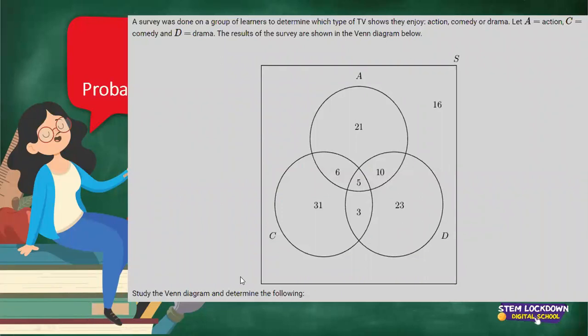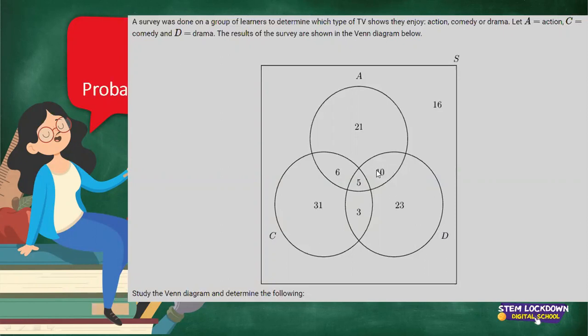So what does this imply? First of all, out of the whole group of learners surveyed, those who prefer action only are 22 learners. Those who prefer action movies only, there are 21 learners. Those who prefer comedy only are 31 learners. Those who prefer drama only are 23 learners.